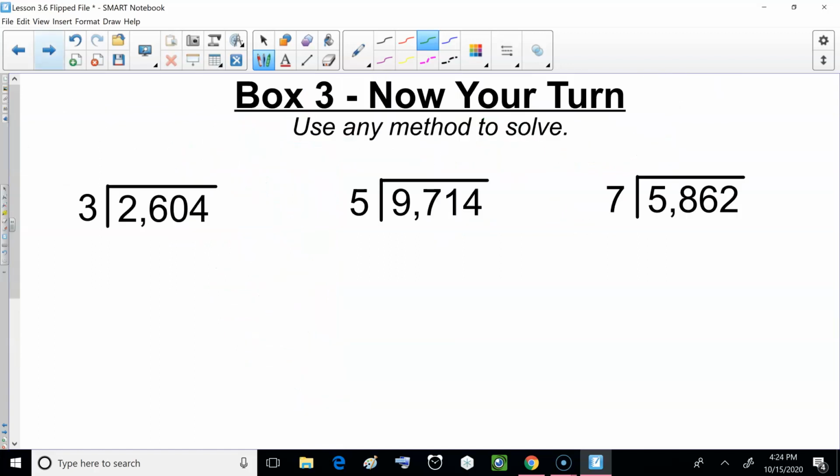And now it's your turn. So you put box C and draw a line above your examples now. You can write down box 3. Now it's your turn. And these are the 3 examples I'd like you to solve. 2,604 divided by 3. 9,714 divided by 5. 5,862 divided by 7. Do your best, and good luck.